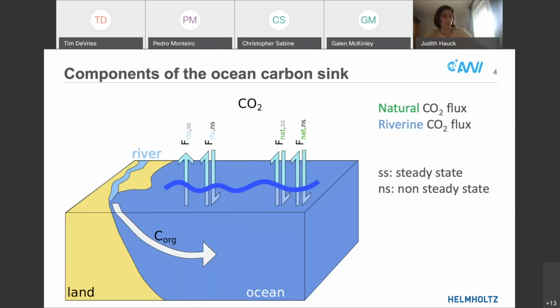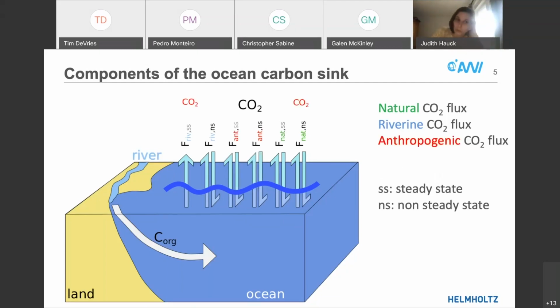Next slide, please. Moving on from the pre-industrial ocean to the contemporary ocean, then there come the anthropogenic CO2 fluxes into play. So this is really just a flux mostly into the ocean, which is directly driven by the increase of CO2 in the atmosphere. And again, there's a steady state flux, and there's also a non-steady state, so spatial and temporal variability component to that. And now in the modern world, where this increase of CO2 in the atmosphere leads to climate change, all these non-steady components do include not only natural variability, but also components of climate change.